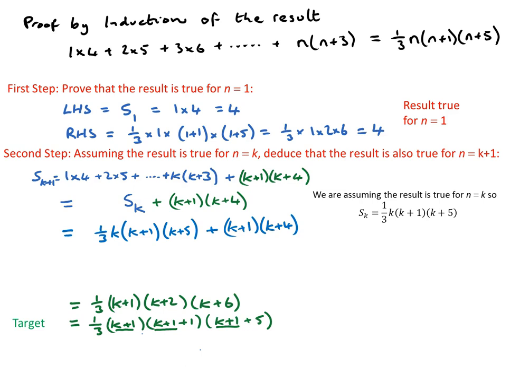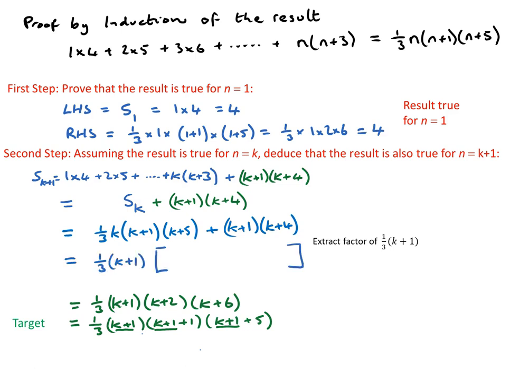Looking at where we are aiming for our target expression, we'd quite like to have a common factor of 1/3 and a common factor of k plus 1, and we've already got those in our expression for S(k+1). We've got 1/3 and we've got a k plus 1 as a factor that we can pull out. So we're going to extract that factor of 1/3 (k plus 1) from this expression. So that's 1/3 (k plus 1).